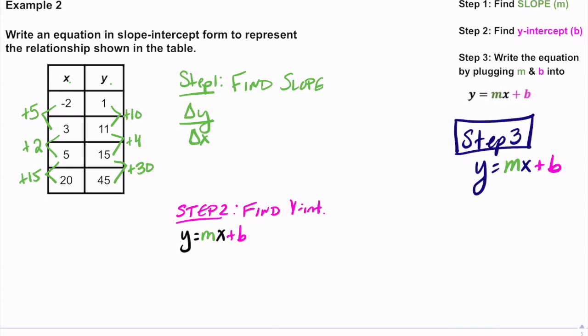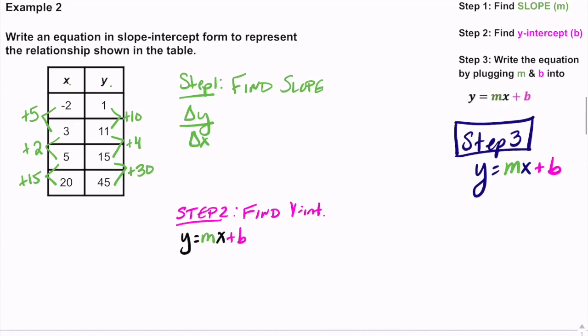So when I go to write delta y over delta x, remember delta y goes in the numerator. Don't make one of the most common mistakes. So my first delta y is 10. Its corresponding change in x was 5. Delta y over delta x, 4 over 2, and then the last fraction would be 30 over 15.